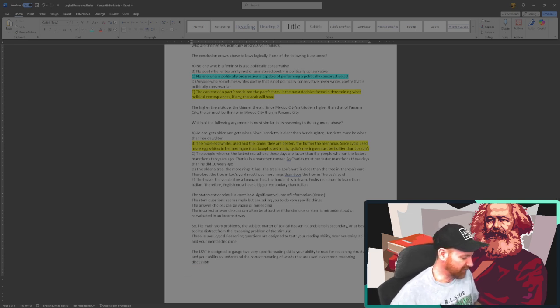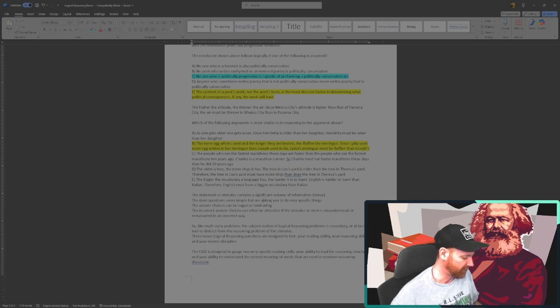The higher the altitude, the thinner the air. Since Mexico City's altitude is higher than that of Panama City, the air must be thinner in Mexico City than in Panama City. Which of the following arguments is most similar in its reasoning to the argument above? As one gets older, one gets wiser. Since Henrietta is older than her daughter, Henrietta must be wiser than her daughter.